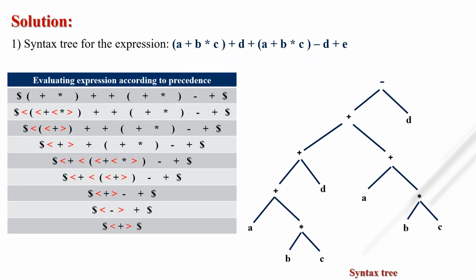So the next handle is plus e. So e is on the right hand side, so we have to draw the arrow on the right hand side, and the operator is plus and the child node is a. So this is the syntax tree for the expression a plus b into c plus d plus a plus b into c minus d plus e.